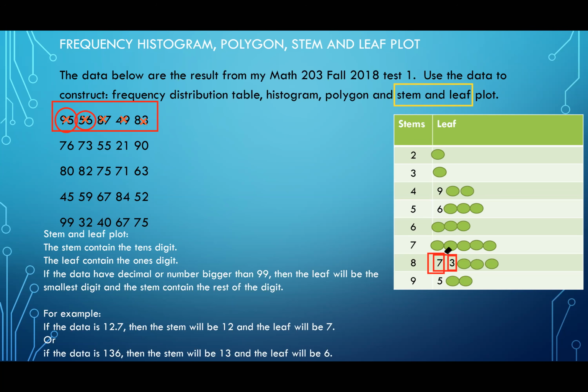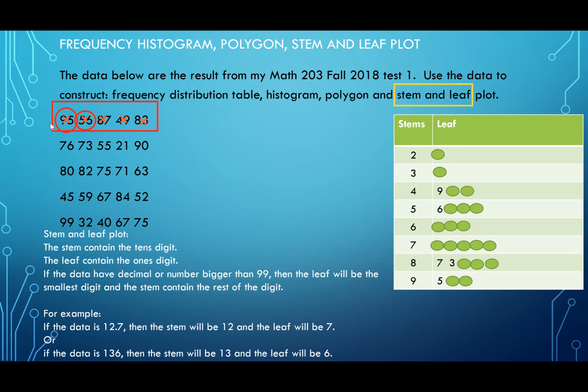When you read this, you read 87 and 83 as each individual data. Each number on your leaf is one individual data. So first of all, question here, ladies and gentlemen, how did I get the first 5 numbers in here, and where did my first 5 numbers disappear over here? And the same thing goes for the next set of numbers.